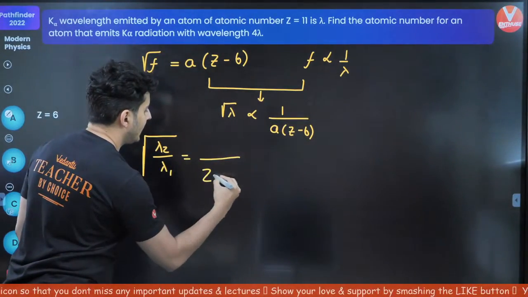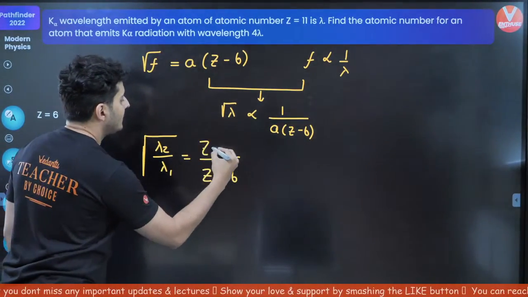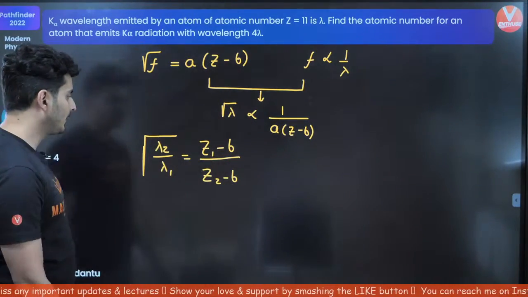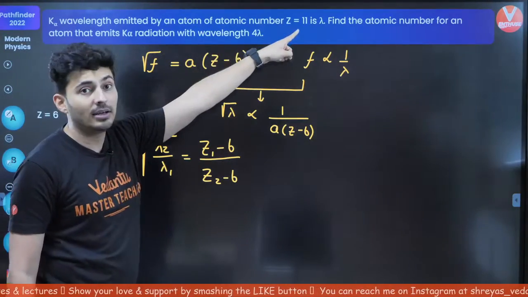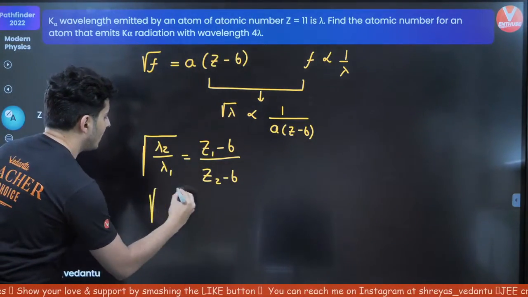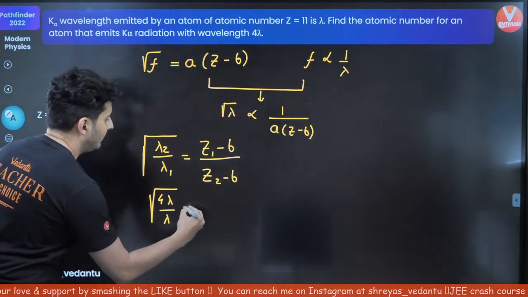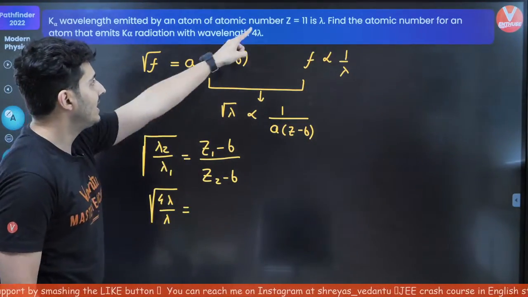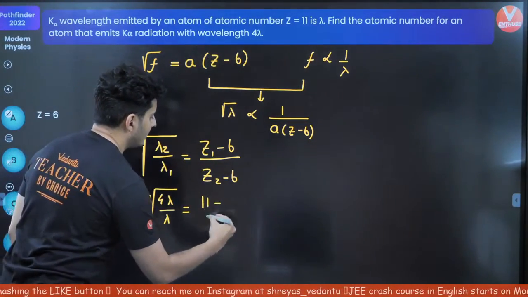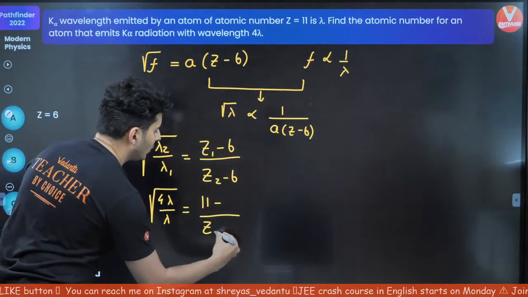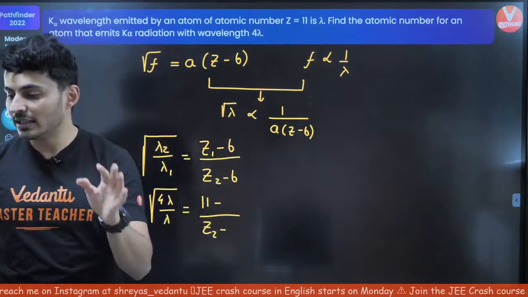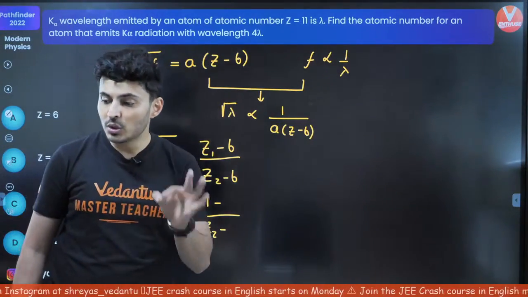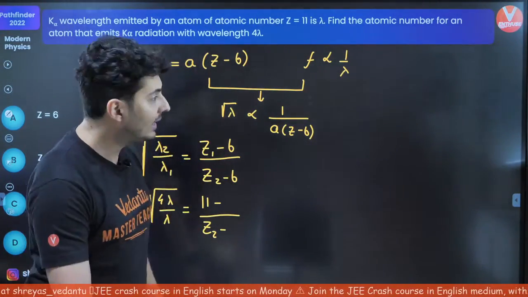I will get Z2 minus B and Z1 minus B over here. Now lambda 2 by lambda 1, I think I know. The new wavelength is 4 lambda, the earlier one was lambda. So this will become 4 lambda by lambda. Next, Z1 is 11, so 11 minus B, and Z2 I do not know, minus B. Now you might be wondering what is the value of B. Usually the value of B is 1. I'll tell you why.